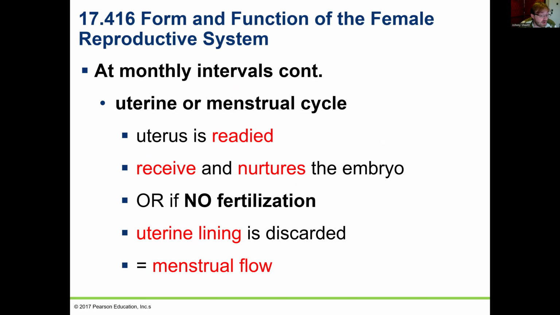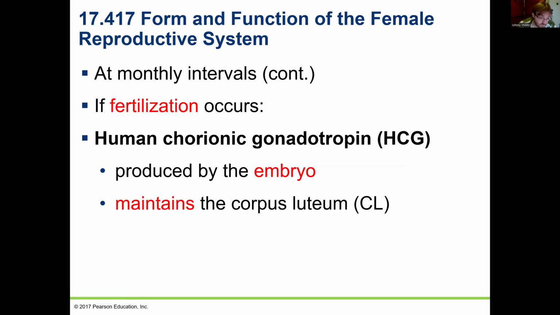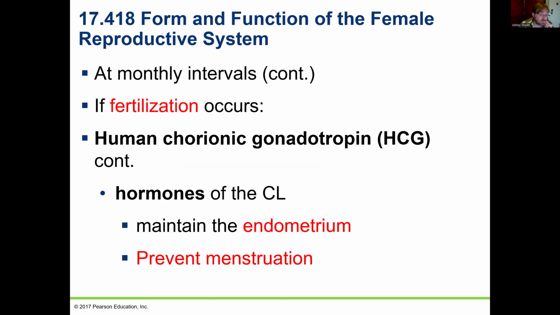The uterus is going to be readied. It's going to receive and nurture the embryo, or if fertilization does not occur, the uterine lining is going to be discarded in a phenomenon known as menstrual flow. If fertilization occurs, human chorionic gonadotropin, HCG, is going to be produced by the embryo, and that's going to keep the corpus luteum from degrading. This is going to maintain the corpus luteum.